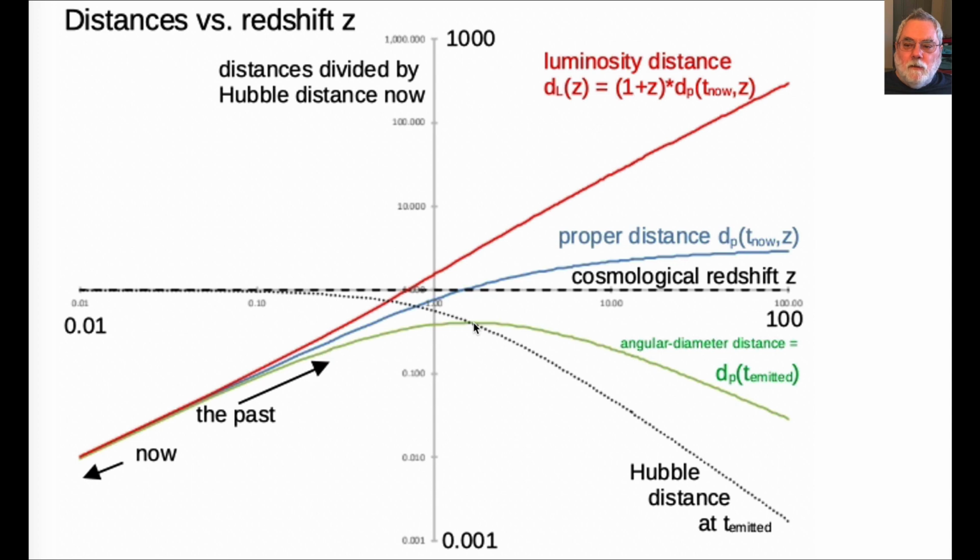For z greater than 1.6, the light was emitted by the galaxy when its proper distance from us at that time was larger than the Hubble distance at that time. But the light has reached us.